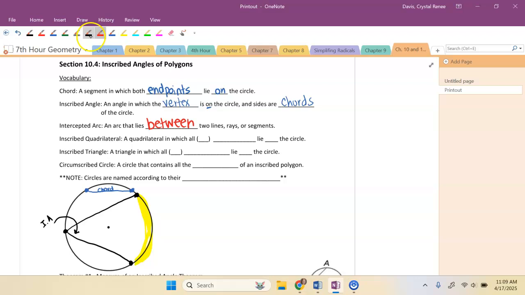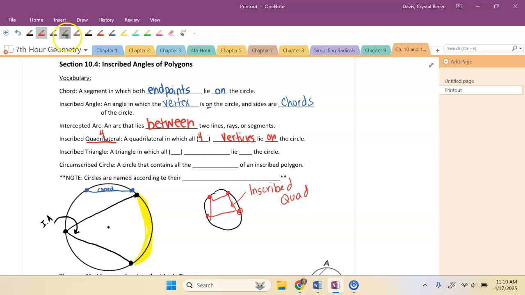An inscribed quadrilateral, guys, we should know a quadrilateral has 4 sides. It's a quadrilateral in which all 4 vertices lie on the circle. So if I have a circle here, we'll pretend this is a perfect circle, if I just draw any 4 points on the circle and then I connect them to make a quadrilateral, this would be an inscribed quadrilateral.